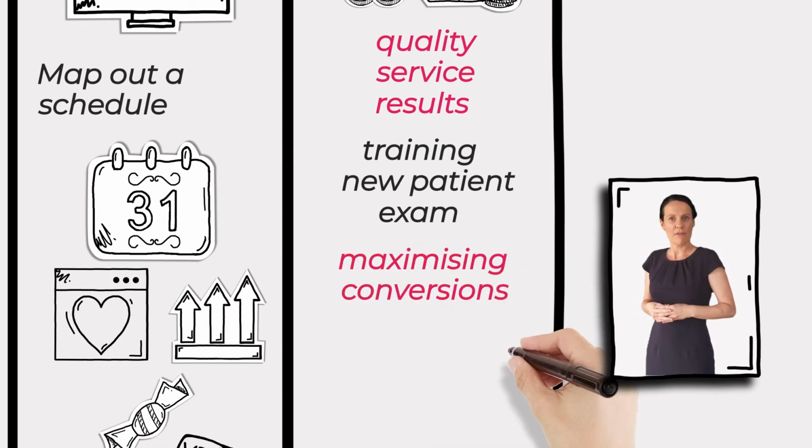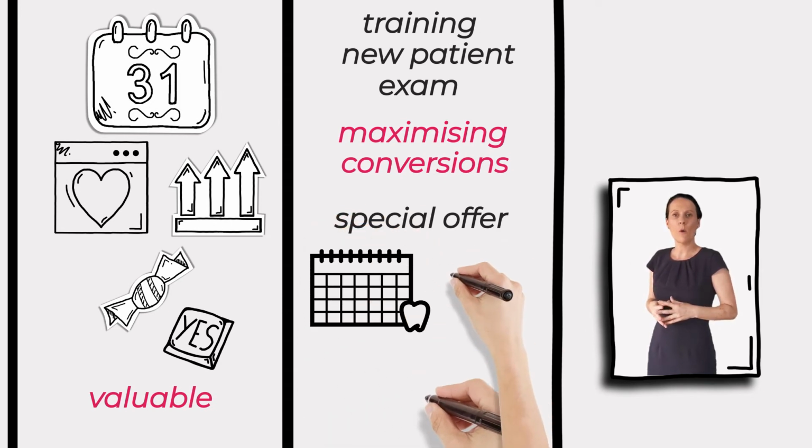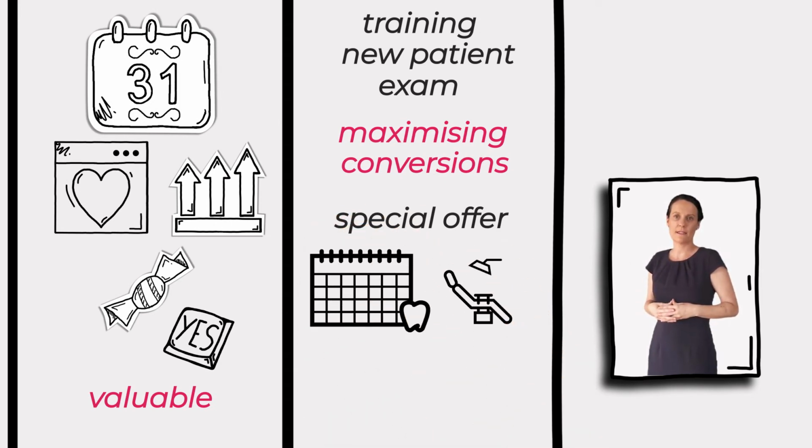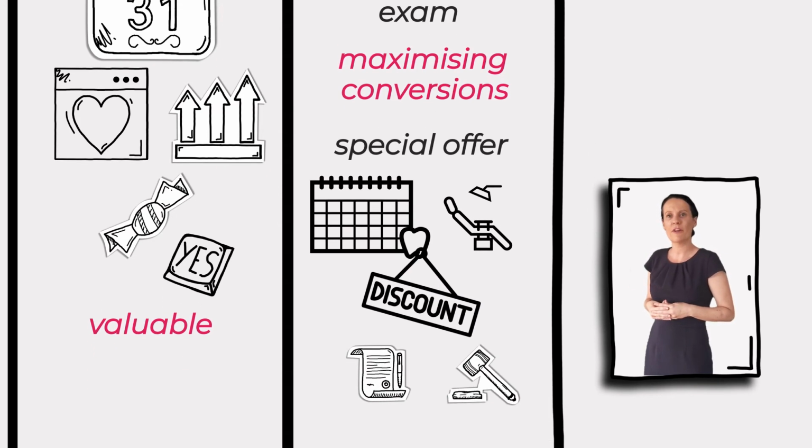You might create a special offer calendar where you map out certain times of the year that you're going to provide all uncommitted exams a discount to start treatment. For example, $500 off at the end of each quarter. Just make sure you comply with your local regulations.